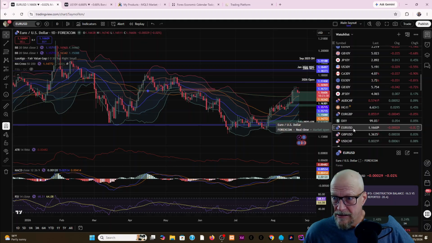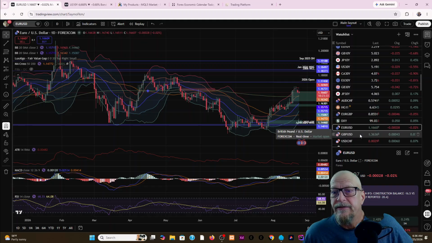Here we have the euro versus the dollar, 166.60, drifting lower, but not really any fun direction on that one.